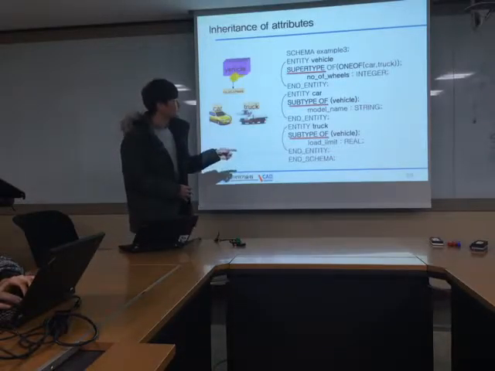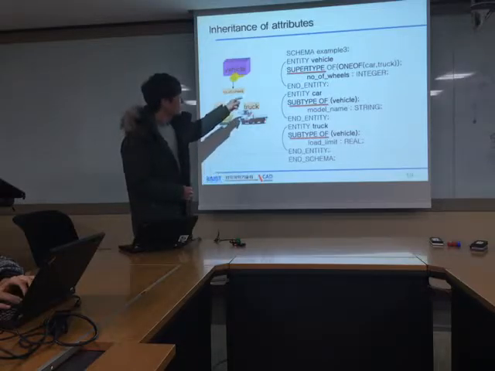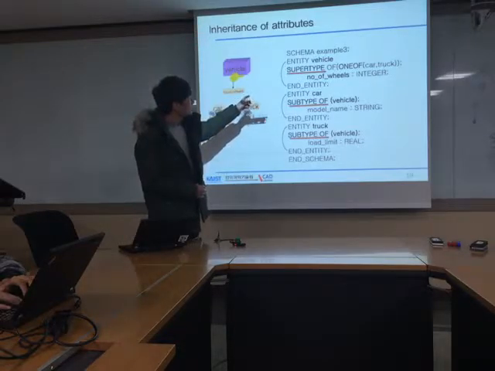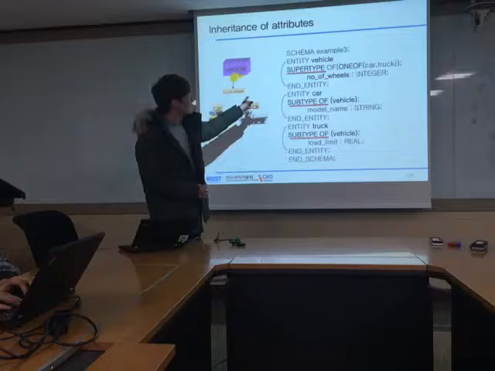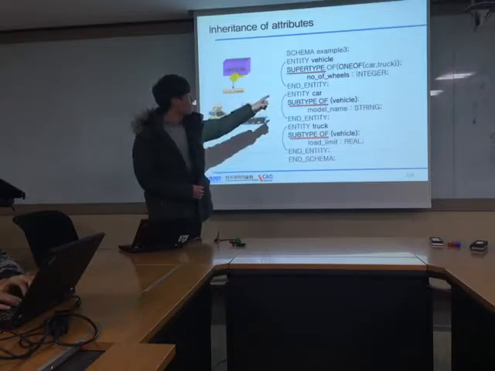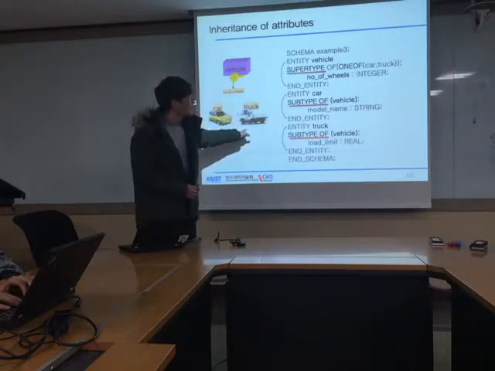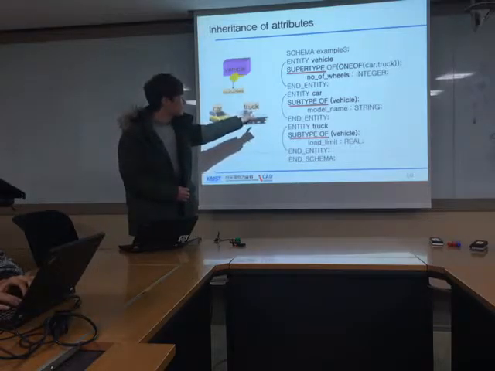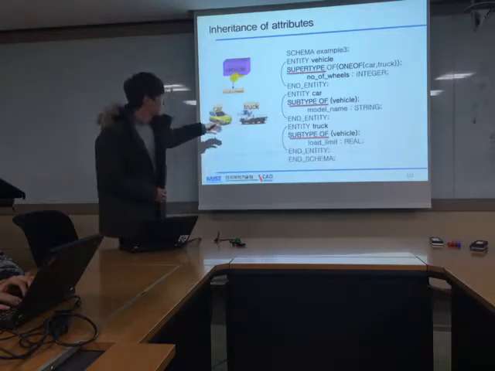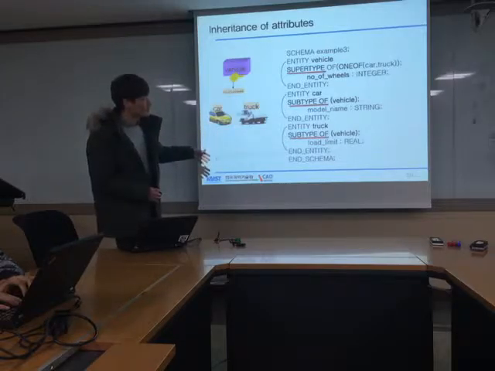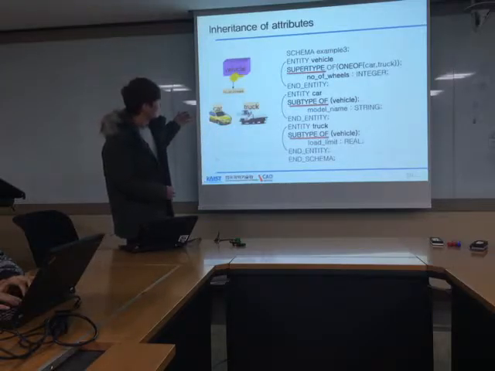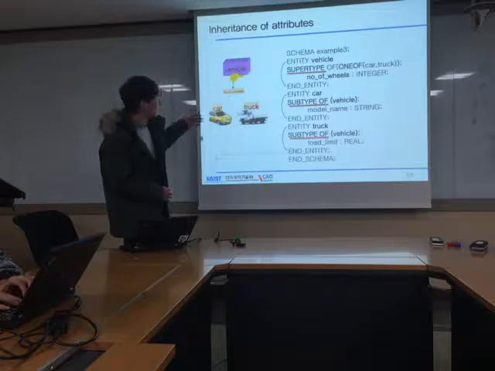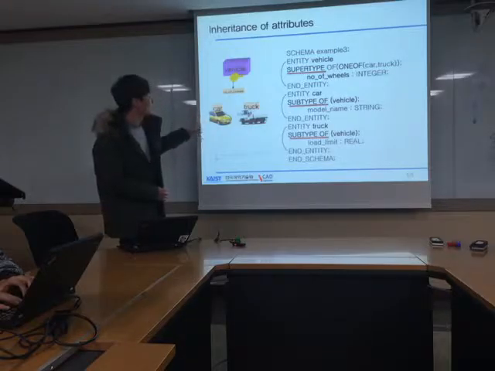As you can see in this picture, the vehicle is a supertype of car and truck, and the car is a subtype of vehicle. So, as the Professor said, they are in the class relationship.